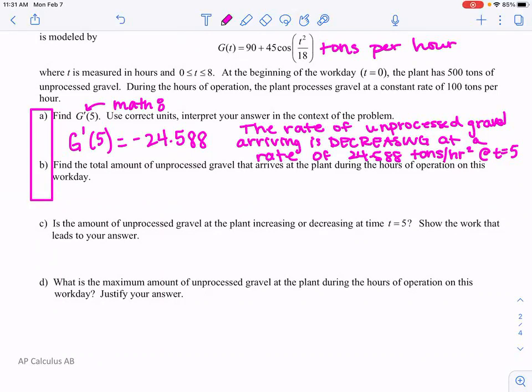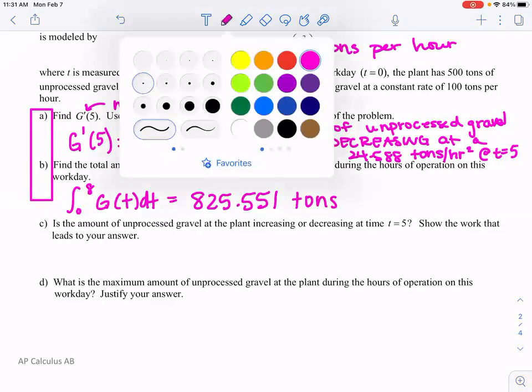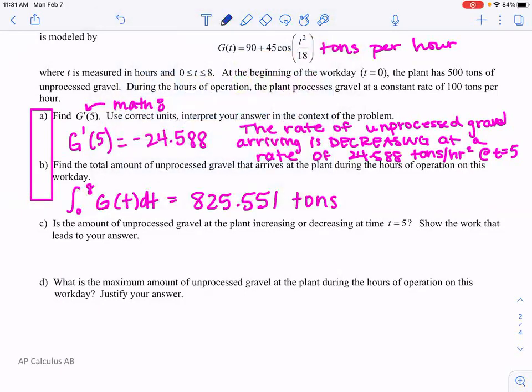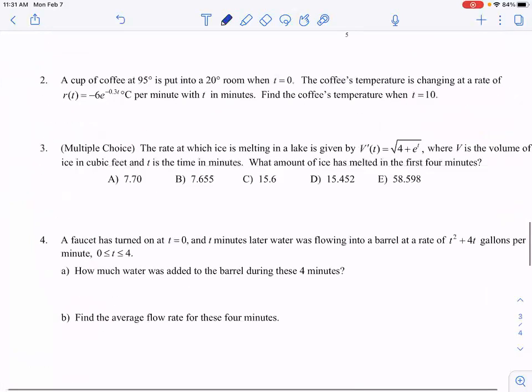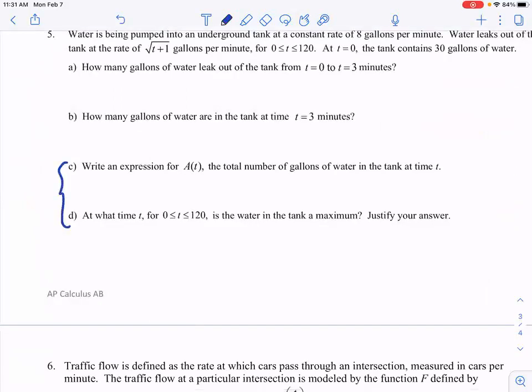Now, the total amount of unprocessed gravel. We have the integral from 0 to 8 of g of t dt, which is 825.551. What is our label? Tons. Okay. Thank you, ma'am. So here's the deal. These C and D, they involve our rate in, rate out concept for tomorrow. So we're going to come back to these tomorrow, and I'd like you to turn the page, and on your exercises, number 5, C and D, I want you to make a note that we're going to save for tomorrow.